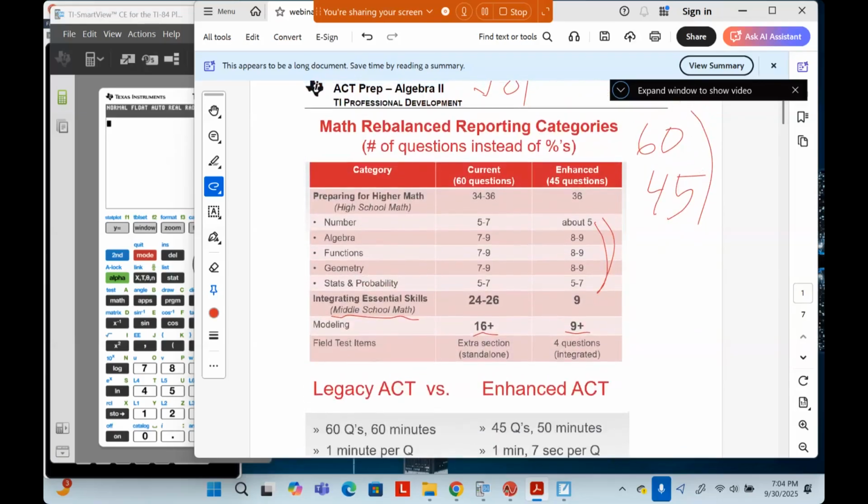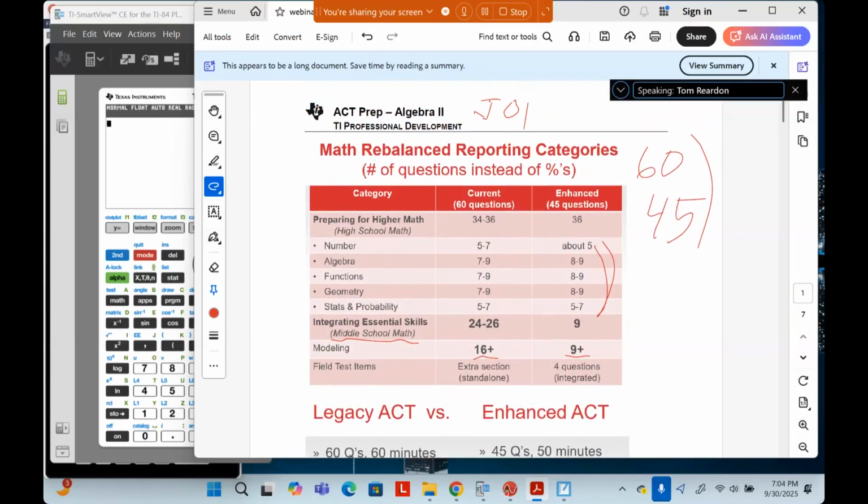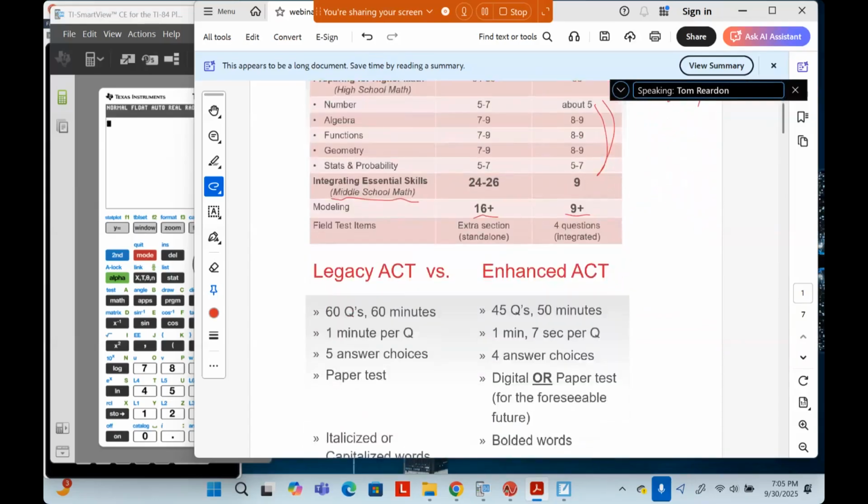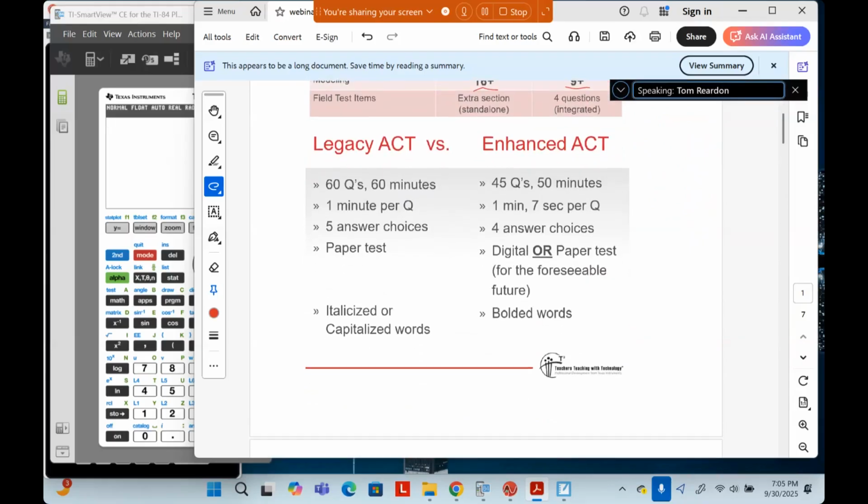I like the fact that they have more time. I do like that. That's probably my main thing. I think it is going to be harder because, like you said, there's fewer middle school questions on it. But I do like the time.